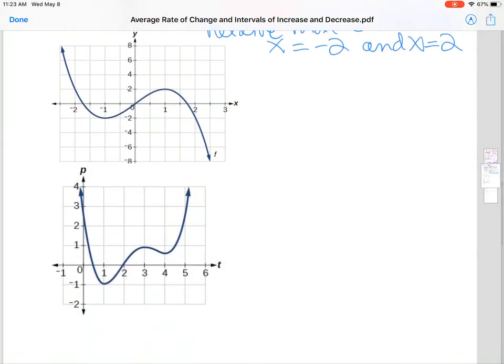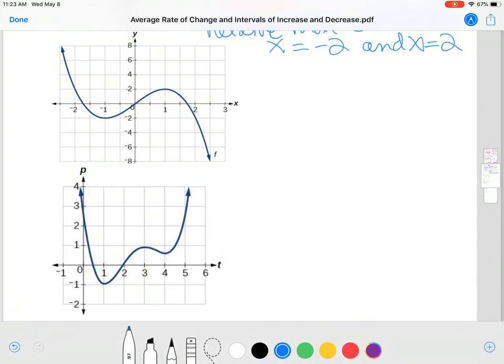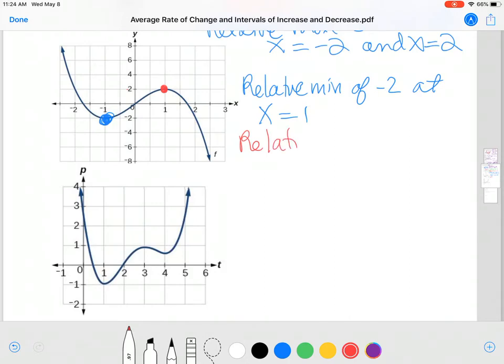Okay, let's look at the next example. It looks like we have a relative min, because it's the bottom of a valley right here. So a relative min of -2 at x equals -1. And I have a relative or a local max of, let's see, 2 at x equals 1.